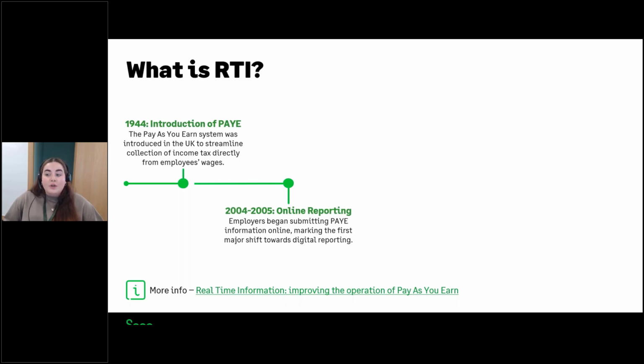We then jump along to 2004, 2005 with online reporting. This is where employers began submitting PAYE information online, and it actually marks the first major shift towards digital reporting.